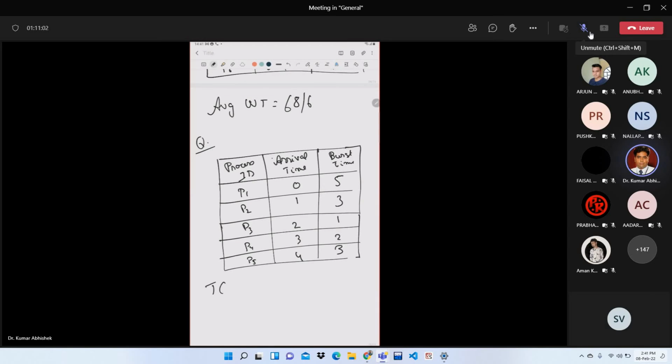So TQ is equal to 2 units. Calculate average waiting time. Do it.